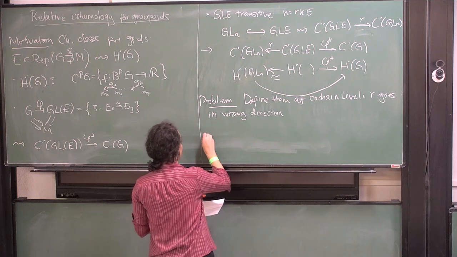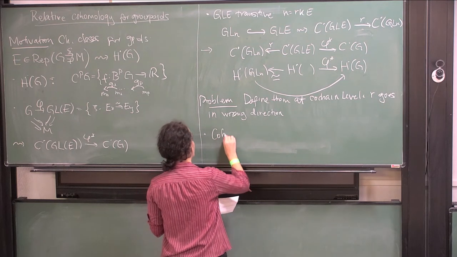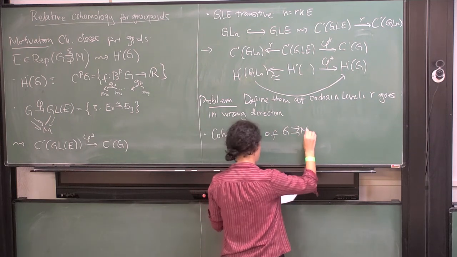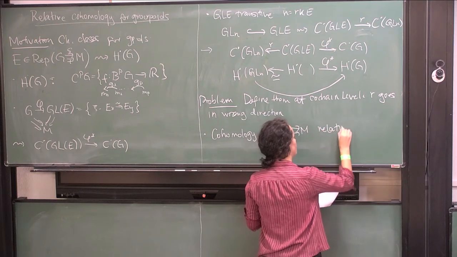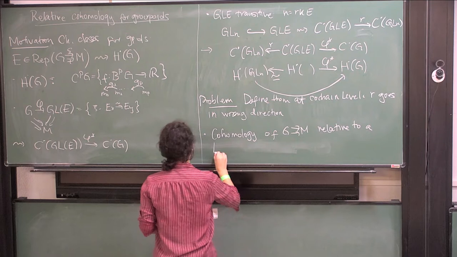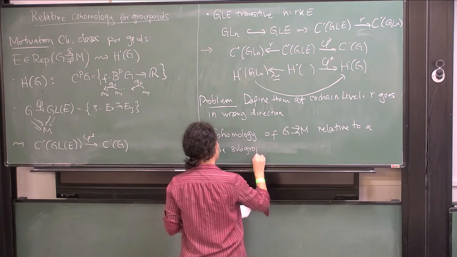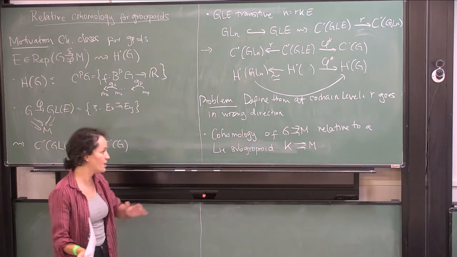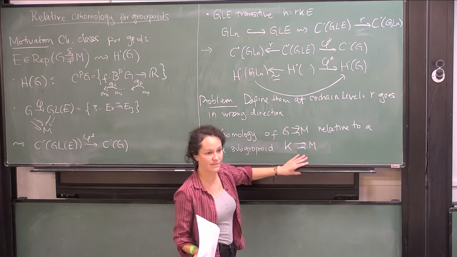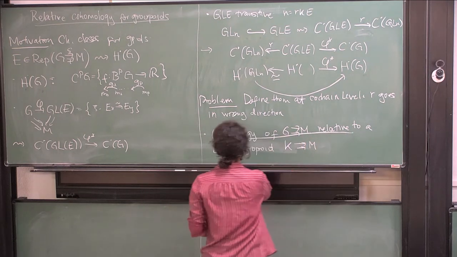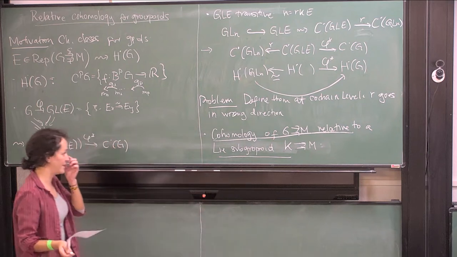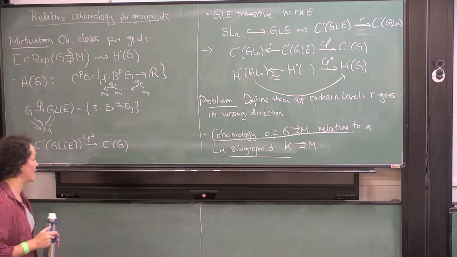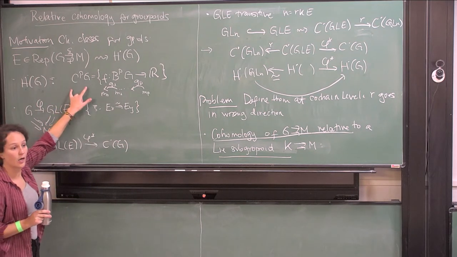Now let's start again. Cohomology of a Lie groupoid G relative to a Lie subgroupoid K over M. Once and for all, this is a wide subgroupoid of G. Let me define this cohomology. I want to give you the cochain complex, and this will actually be a subcomplex of the cochain complex of G.